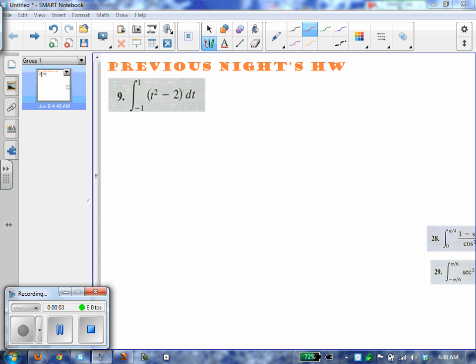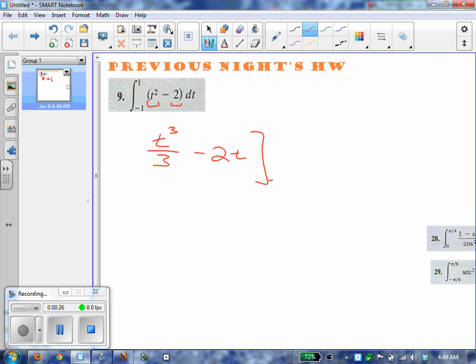All right, we want to take the integral of this thing, and I'm really just going to take the integral of each piece. So when I integrate this one, what am I going to get? t to the third over 3. Yep. Minus this one. Minus 2t. All right, and I need to evaluate that from -1 to 1.